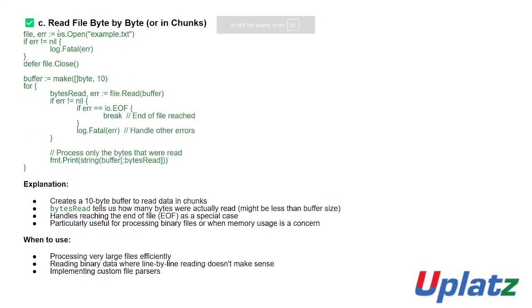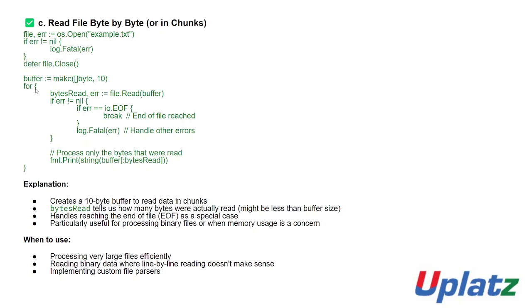Next, read file byte by byte or in chunks. file, err := os.Open("example.txt"); if err != nil { log.Fatal(err) }. defer file.Close(). buffer := make([]byte, 10). This is a slice of 10 bytes.